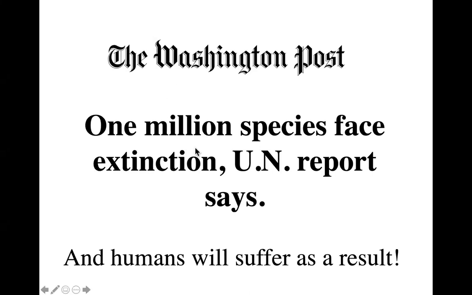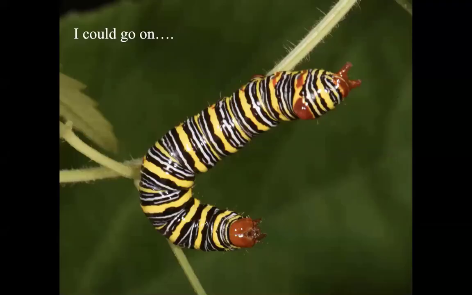And I love the way they report this, as if it's just another headline. They might as well say we're going to lose oxygen in the next 20 years and then go on to the next headline, as if it doesn't matter. Losing 1 million species is not an option, folks. We have to make sure that doesn't happen.